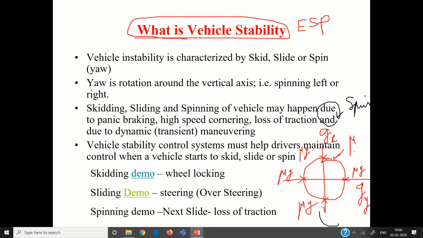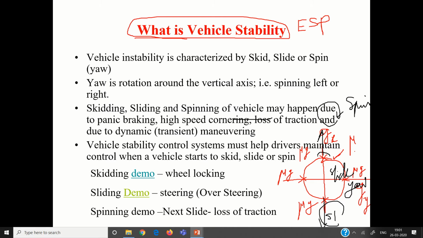If you do this way, the vehicle will skid. Here, if you exceed this, the vehicle will skid. Wheels get locked and then skid. Here, the vehicle will spin. If you exceed this, the vehicle will slide. These things we have started. So here, something like a yaw effect happens. So now, how do we control this?